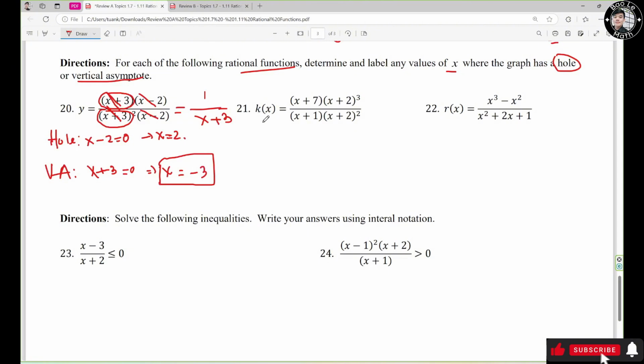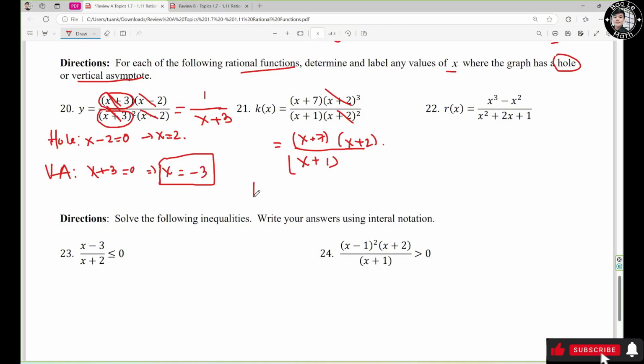Now, number 21, you need to simplify this one. So I have S plus 7 over S plus 1, right? Now this guy cancels out this one, right? So I have S plus 2 left on the top, right?